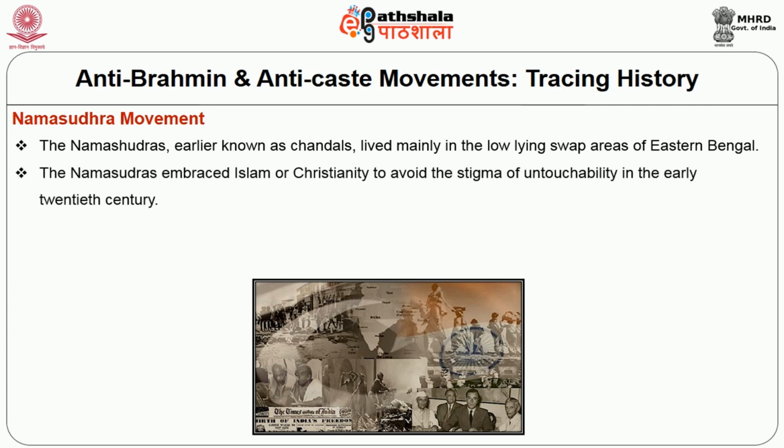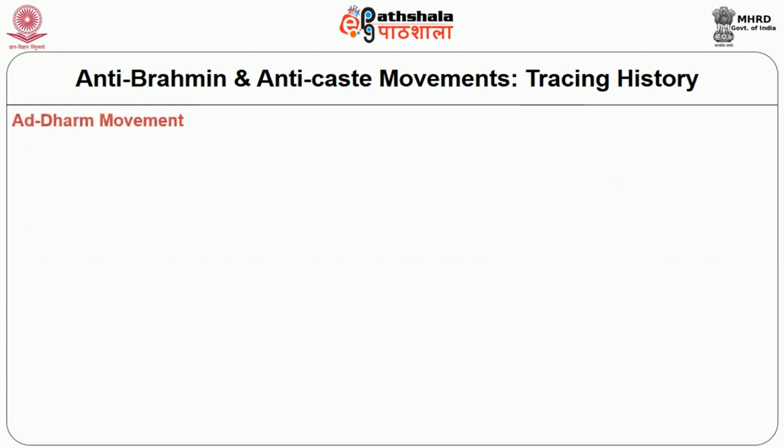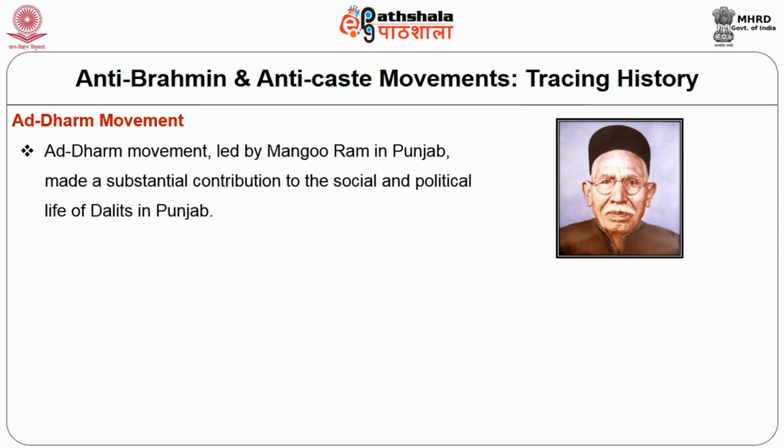The Namashudras embraced Islam or Christianity to avoid the stigma of untouchability in the early 20th century. The Chandal movement of 1872 to 73 led to the formation of the Namashudra identity. Led by Harichand Thakur of Faridpur and his son in the subsequent period, the movement believed in education and self-respect. Next to the Namashudra movement, the Adi Dharma movement, led by Mangu Ram in Punjab, made a substantial contribution to the social and political life of Dalits in Punjab.